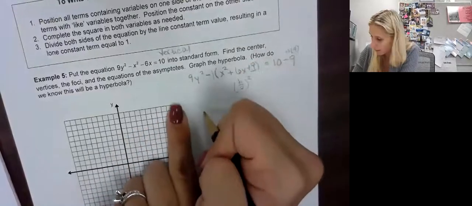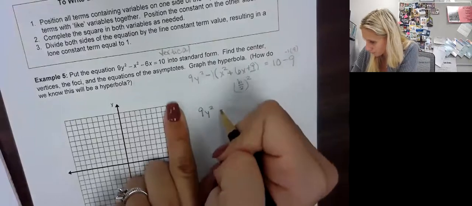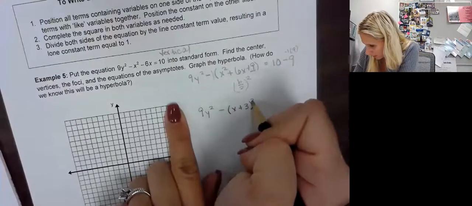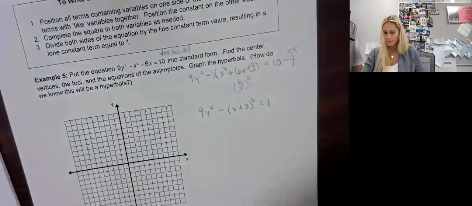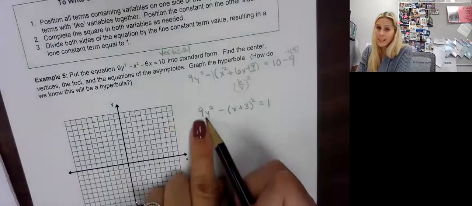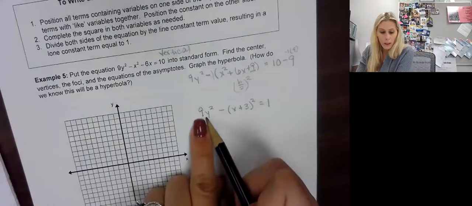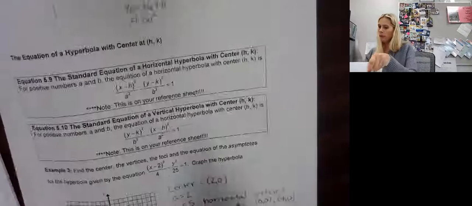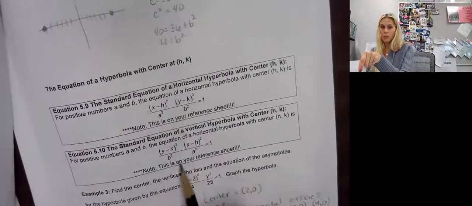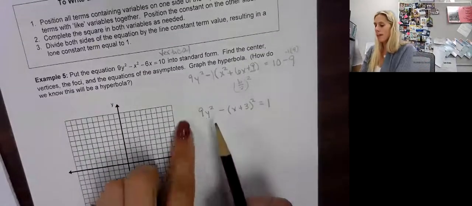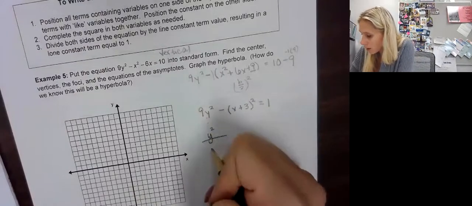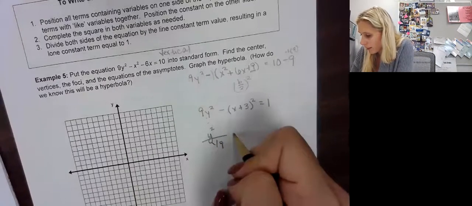Okay, let's complete the square right now. I got 9y squared minus x plus 3 squared equals 1. All right. The only thing I don't like right now is I don't like this 9 in front. Because usually on a standard form, let me get the standard form so you guys can check that out again. Remember, the parentheses has 1 in front of it. So what can we think of this as? Well, instead of a 9 in on the top, we can think of it as a 1/9 on the bottom.